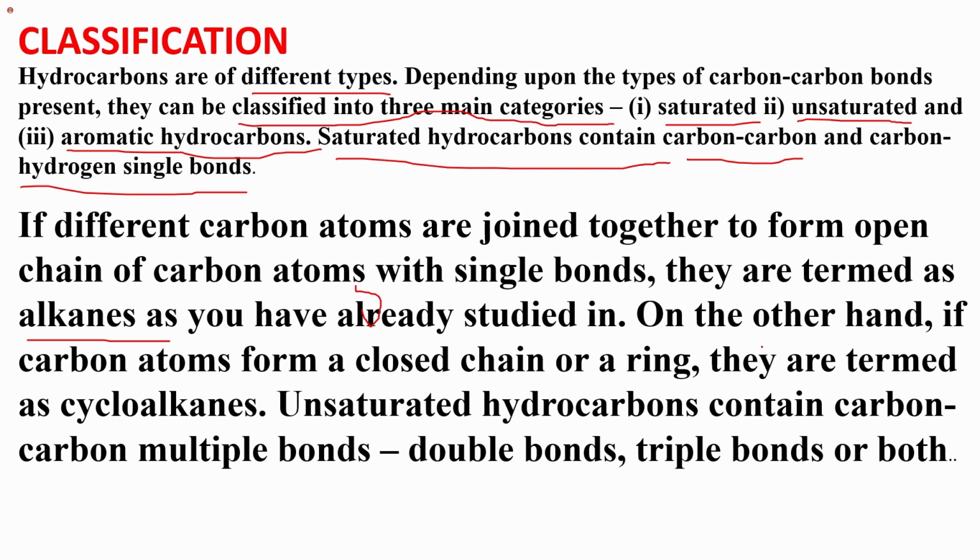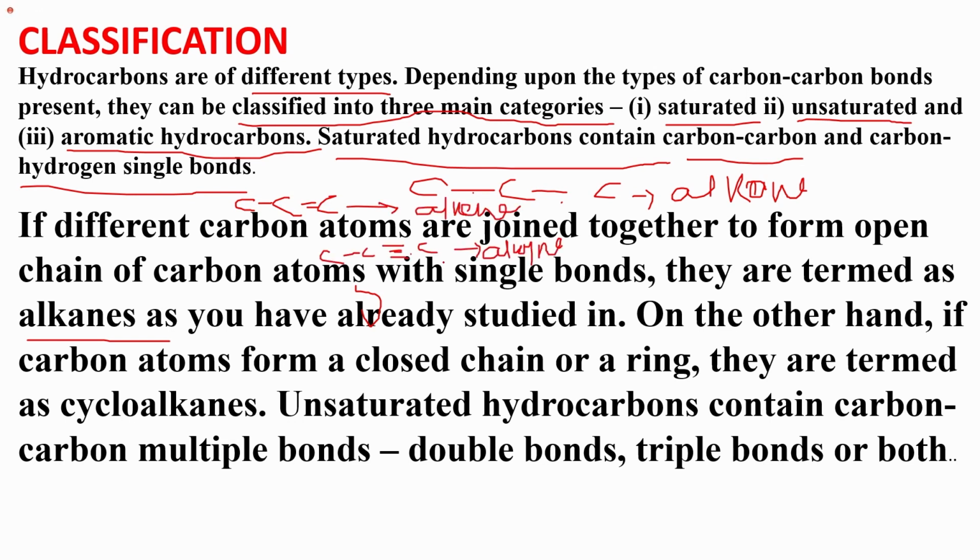As you have already studied in Unit 8, on the other hand, if carbon atoms form a closed system or closed ring, they are termed cycloalkanes, and unsaturated hydrocarbons contain carbon-carbon multiple bonds, double bond, triple bond, or both. So how are they made? Let's say one carbon, another carbon, another carbon. They are joined by a single bond, right? If they are joined with a double bond or triple bond, then it is an alkene or alkyne. This is called alkyne and this is called alkene.